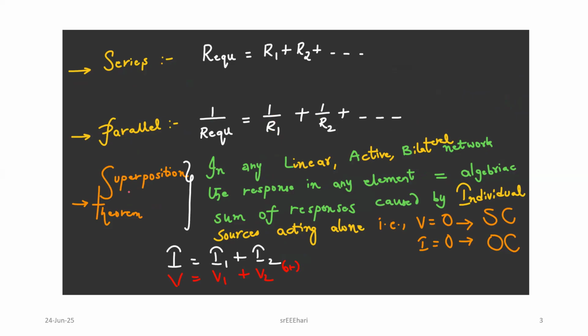from an examination point of view. Coming to the superposition theorem: in any linear active bilateral network, the response in any element is equal to the algebraic sum of responses caused by individual sources acting alone. That is, voltage set to 0 is a short circuit, and current set to 0 is an open circuit. We can calculate the response, in the sense of either voltage or current.